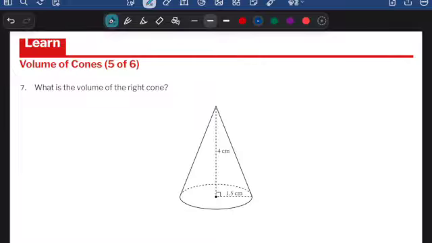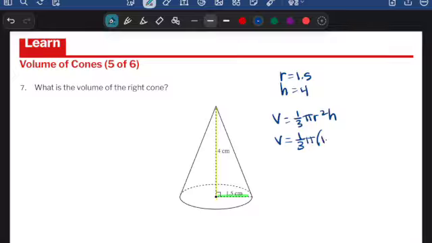Here's our first one. What do we know so far? We know the radius, so let's label the radius as 1.5. And this diagram gives us the height, so let's label the height as 4. We've labeled what we know. Now let's write the formula we're going to use. Since it's a cone, we're going to use the formula 1/3 pi r squared, which is the area of the base, times the height. Now let's substitute the values that we know. 1/3 times pi. Instead of r, we can substitute 1.5 squared. Instead of h, we will substitute 4. Okay, and we can keep calculating.